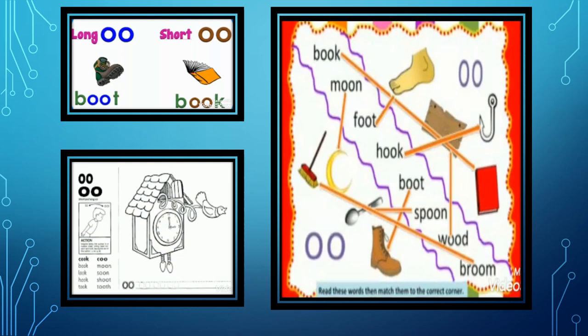Next word, spoon. In this word, the oo sound is a long sound. The next word is wood. In this word, the oo sound is a short oo sound. The next word is broom. In this word, the oo sound is a long oo sound. So here we have learnt two sounds for letter double O, the long oo sound and the short oo sound.